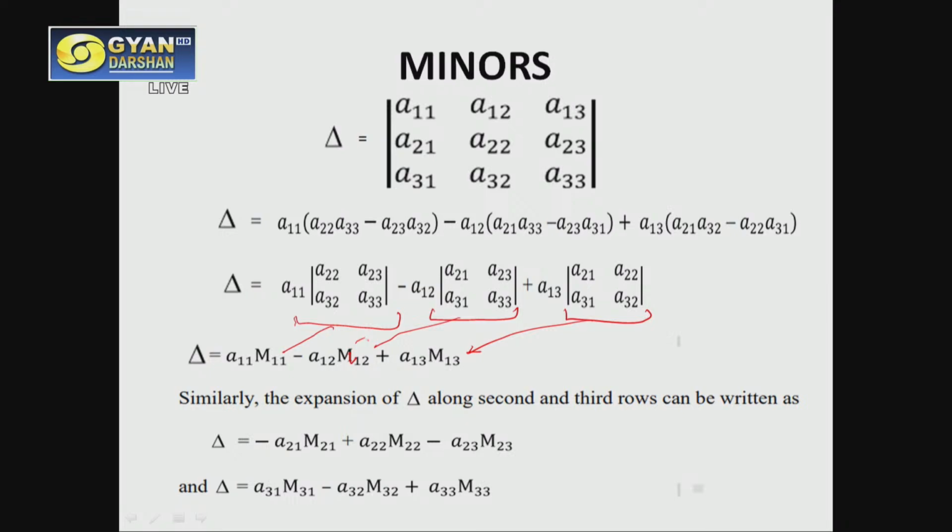So we can rewrite the evaluation of the determinant delta in terms of minor in this format. That is, delta is equal to A11 into M11 minus A12 into M12 plus A13 into M13. So again over here you are observing that there is a fluctuation in the sign. This is plus A11 M11 minus A12 M12 plus A13 M13. The sign is moving from plus to minus and minus to plus. So how to handle this problem?